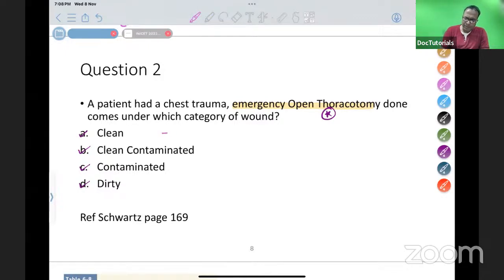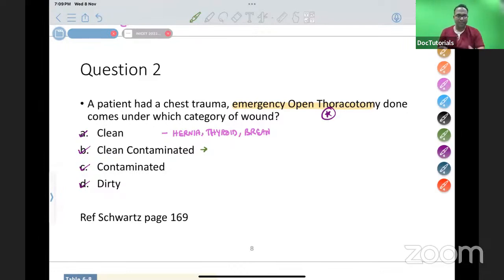So clean wound examples are hernia surgery, thyroid surgery, breast surgery. All this will come under clean wounds. So the wound where we open the cavity, for example, I am going to open the stomach for doing a GJ, I am going to cut an acute appendicitis.